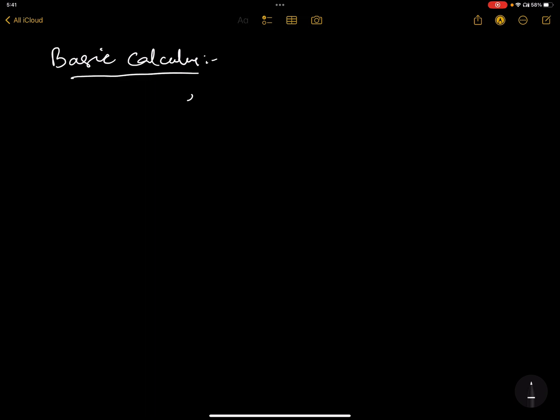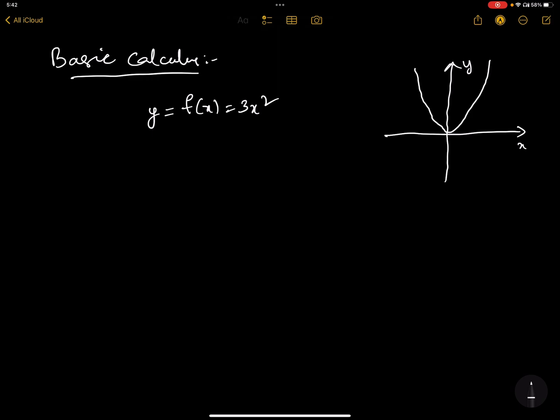Let us suppose we have a function f(x) = 3x², and we denote the output of this function with the output variable y. That is, y = f(x) = 3x². If we draw the function in a 2D plane, with an x-axis and y-axis, it will take a shape something like this.